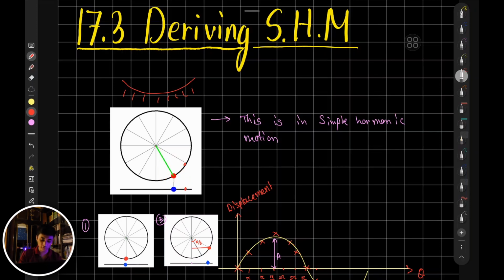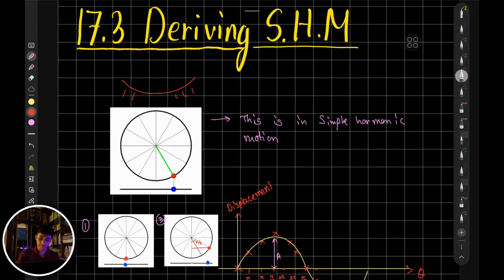So if it goes over here, it is going to project another shadow of this length. And when it does that, this blue bob will be following simple harmonic motion. How does it do that? And does it really do that? We are going to see soon.